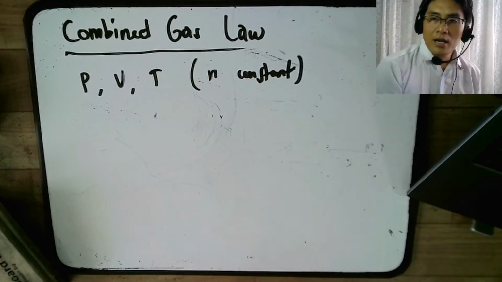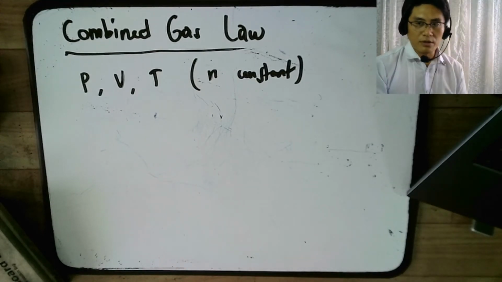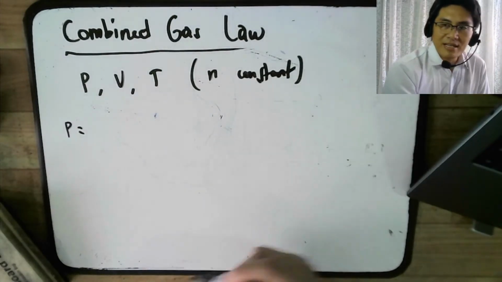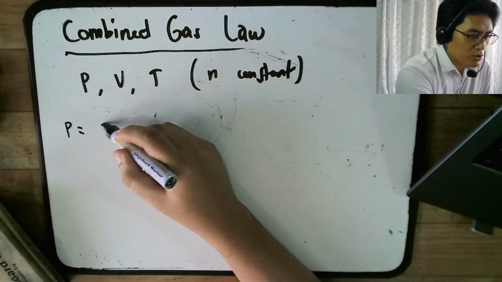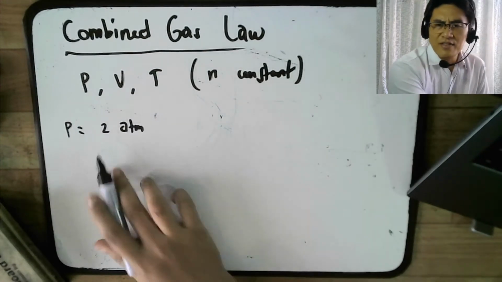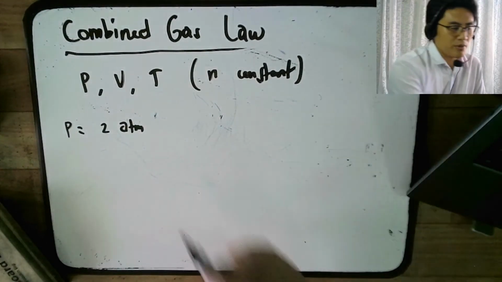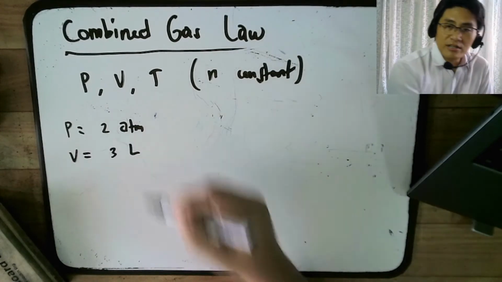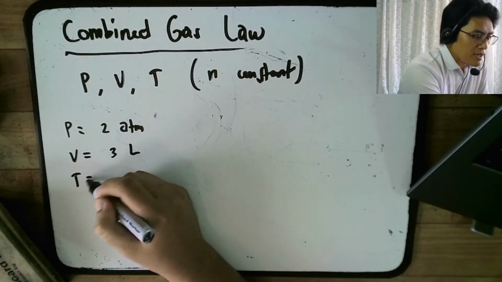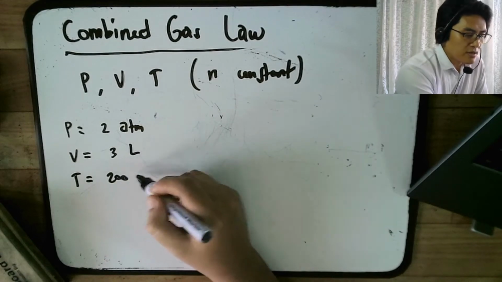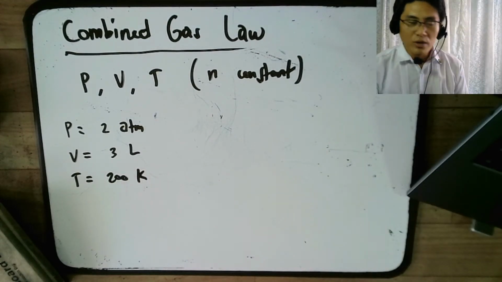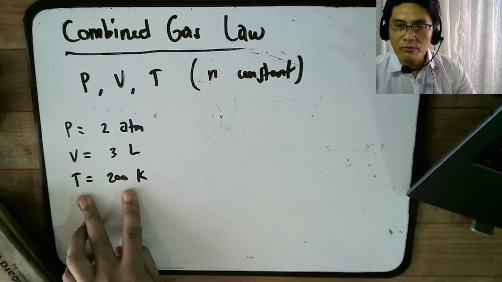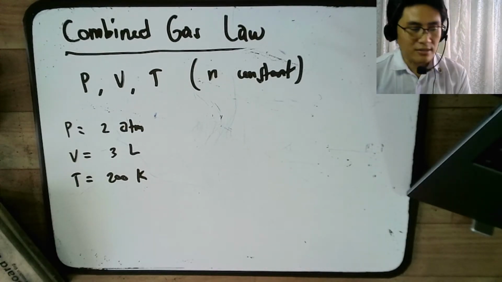Okay, so let us have a sample problem. What if you have a gas and the pressure of that gas is, let's say, 2 atm. I could have this in Pascal, but let me just choose 2 atm. And then what if the volume is, let's say, 3 liters? And then the temperature is, let's say, 200 Kelvin. Now, please take note that when you're dealing with this kind of problem, the temperature must be in Kelvin. So for this case, I will not make it difficult for you.